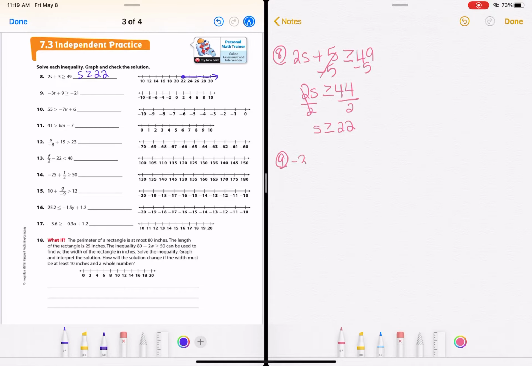Number 9, we have negative 3t plus 9 is greater than or equal to negative 21. Subtract 9 from both sides, so we have negative 3t is greater than or equal to negative 30. Divide both sides by negative 3, and since we're dividing by a negative, we reverse the inequality symbol, and t is less than or equal to 10. Close circle. Since it's less than, we're going all the way to the left.